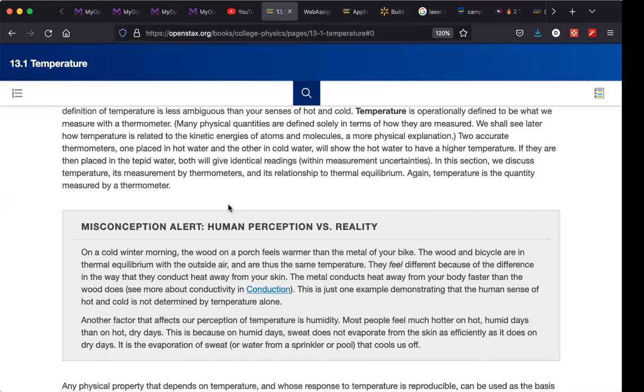Because all things that are put in the same environment for long periods of time all become the same temperature. It's a thing we call equilibrium. So the metal and the wood are the exact same temperature, and yet you perceive them as different temperatures. Why? Well, it turns out that metal draws heat from our hand more quickly. In other words, heat travels through metal very quickly compared to wood.